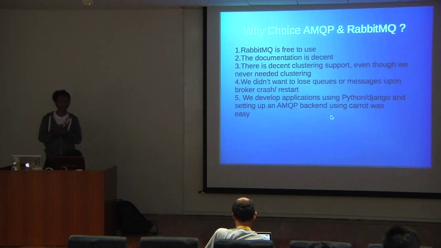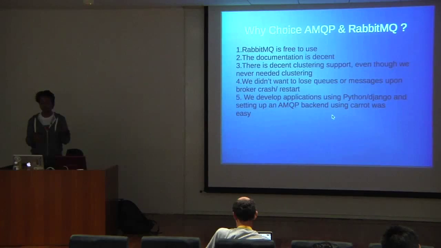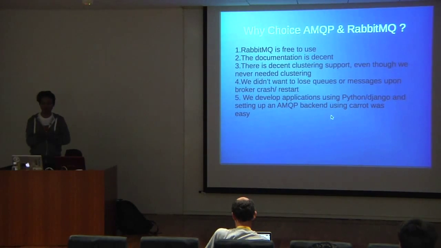Because first, RabbitMQ is free to use. The documentation is good, and it is designed with clustering support. RabbitMQ supports clustering. Even though we never needed clustering, we didn't want to lose queues or messages if the broker crashes or restarts. We developed the application using Python and Django, and set up an AMQP backend using Carrot.